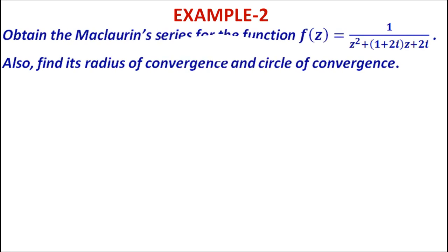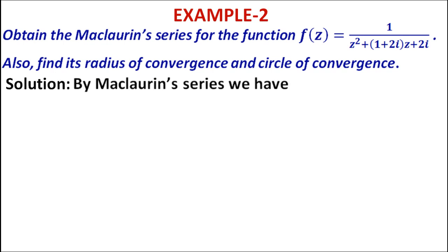Obtain the Maclaurin series expansion of the function f of z is 1 by (z square plus 1) plus 2i times z plus 2i. Find its radius of convergence and circle of convergence. Let us calculate. So by Maclaurin series, what we have?